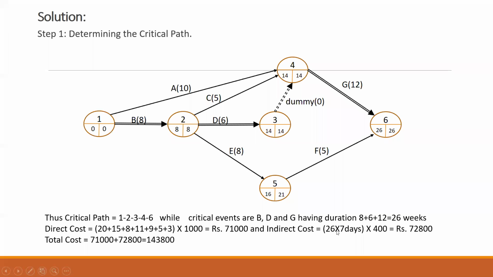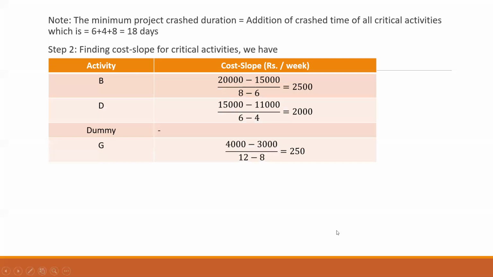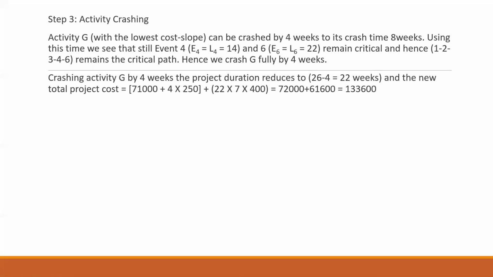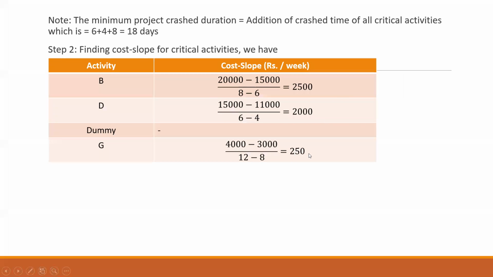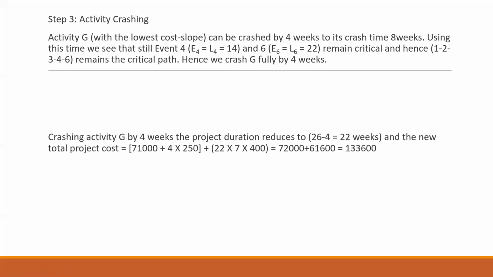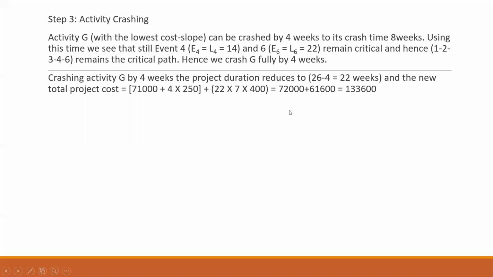Why it is going to reduce? Because the duration has reduced. Clear? So the new total, this is my new total. You can see this one. It has been increased. So 4 weeks, 4 multiplied by 250, plus into bracket 22 multiplied by 7 multiplied by 400. Now, from where we get this 250? 250 is coming from the cost slope. This one, this value 250. Okay, cost slope per week, and that's why we multiply this 4 by 250 and add it up.